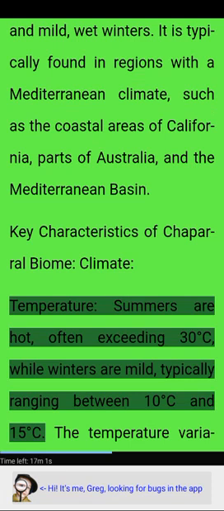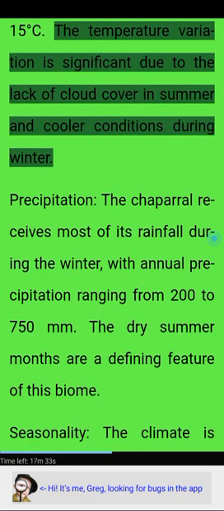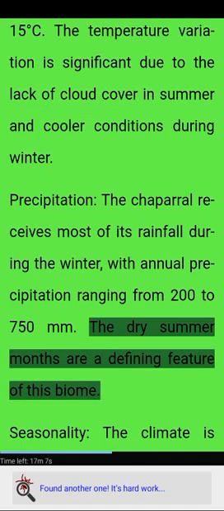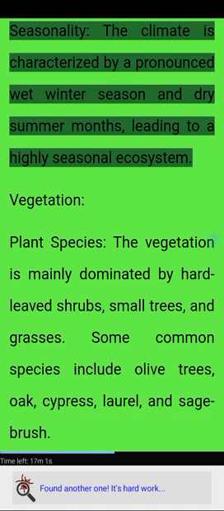Temperature. Summers are hot, often exceeding 30 degrees Celsius, while winters are mild, typically ranging between 10 degrees Celsius and 15 degrees Celsius. The temperature variation is significant due to the lack of cloud cover in summer and cooler conditions during winter. Precipitation. The chaparral receives most of its rainfall during the winter, with annual precipitation ranging from 200 to 750 millimeters. The dry summer months are a defining feature of this biome. Seasonality. The climate is characterized by pronounced wet winter season and dry summer months, leading to a highly seasonal ecosystem.